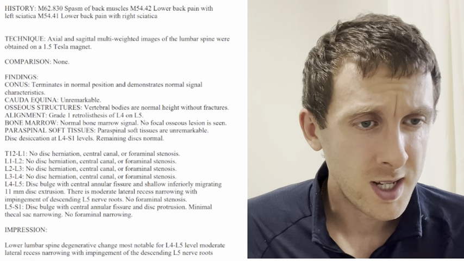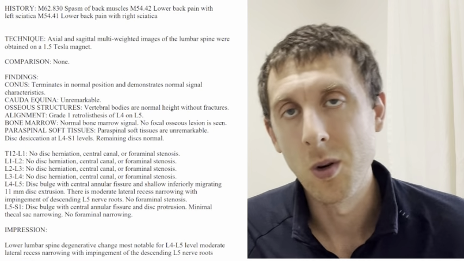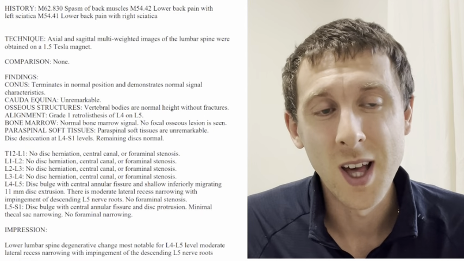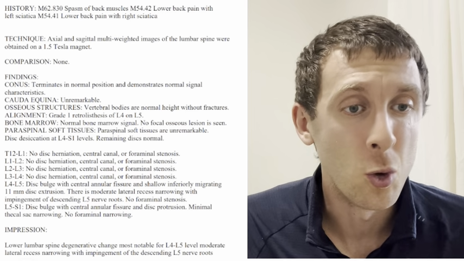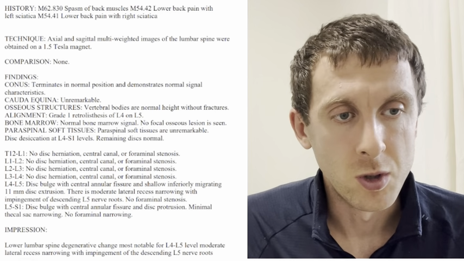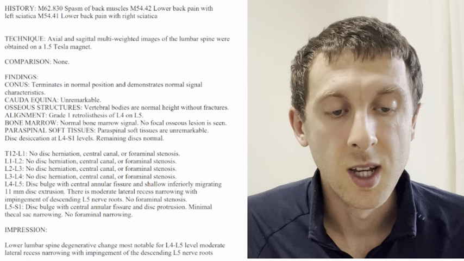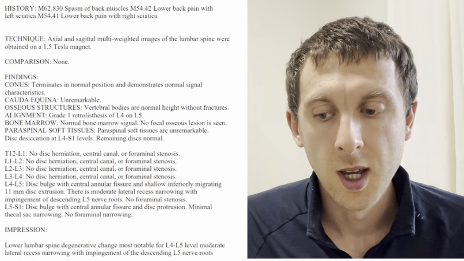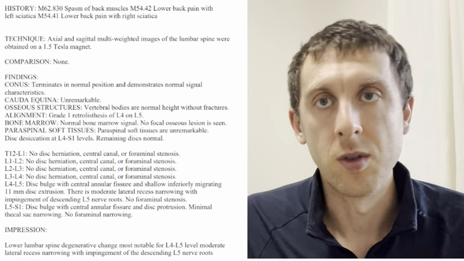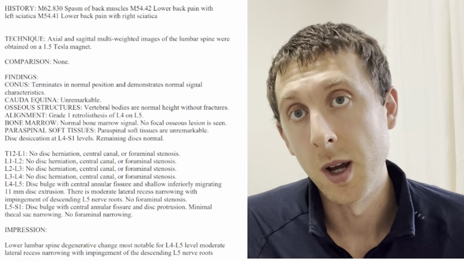And then under the findings, we look at the conus. The conus is basically the end of your spinal cord. It usually ends at about the level of L1. It says it terminates in the normal position and demonstrates normal signal characteristics, so that's good. That's reassuring. The cauda equina, it says unremarkable. The cauda equina is basically the nerve roots that continue to travel down from the spinal cord into your sacrum.